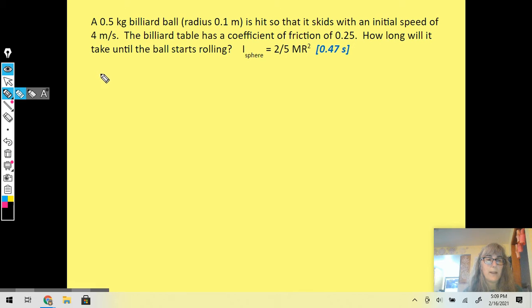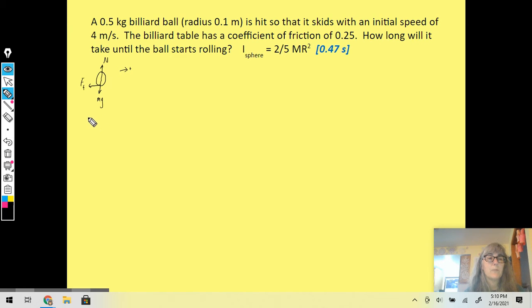So first step, as always, is free body diagram. So there's our billiard ball. Our forces that are acting on it, we're going to have the weight. We're going to have the normal force. And we're going to have friction that's acting. I'm going to say that it's moving to the right. So I'm going to make to the right be positive.